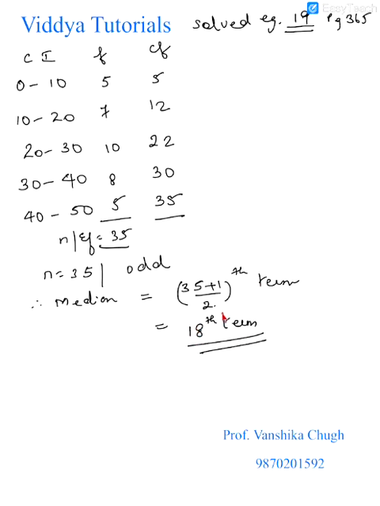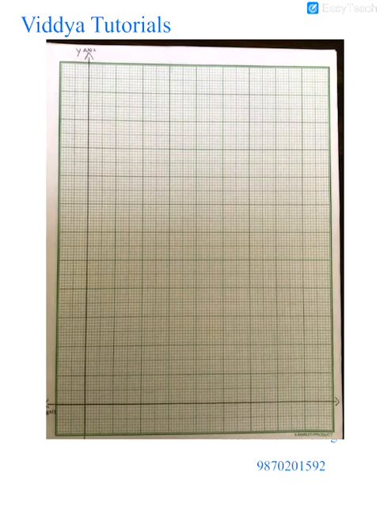Now I will plot this data on the graph paper and try to locate my median. So on the graph paper, on the x-axis, I will plot my class intervals. On the y-axis, I will plot the cumulative frequencies. So we will plot our class intervals. So here I start with 0, 10, 20, 30, 40, 50. On the y-axis, I plot my cumulative frequency.